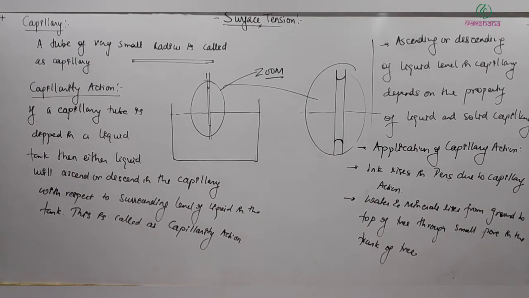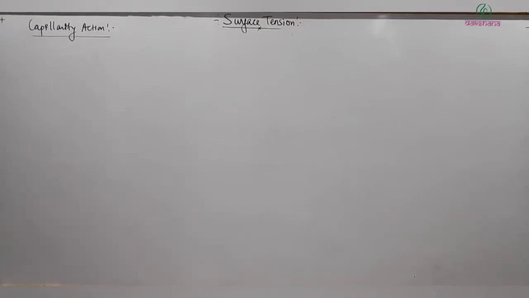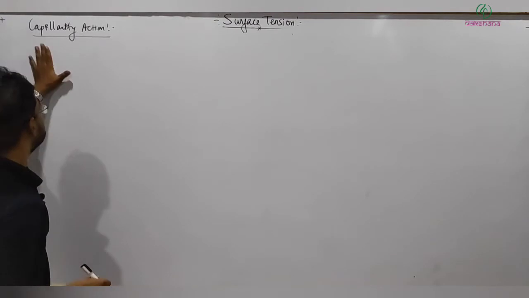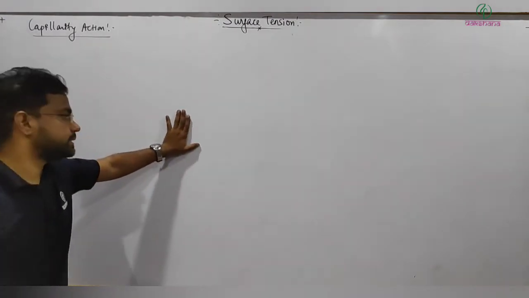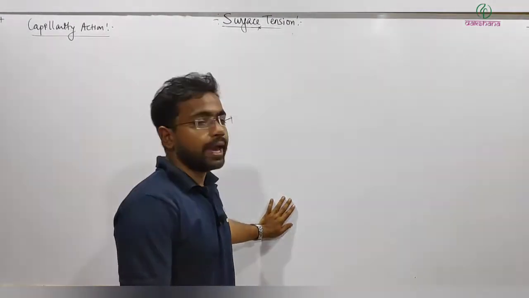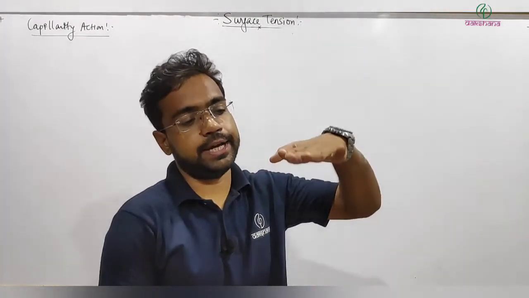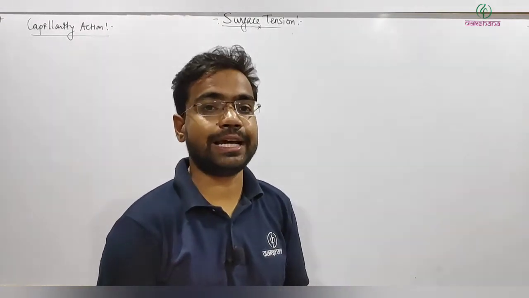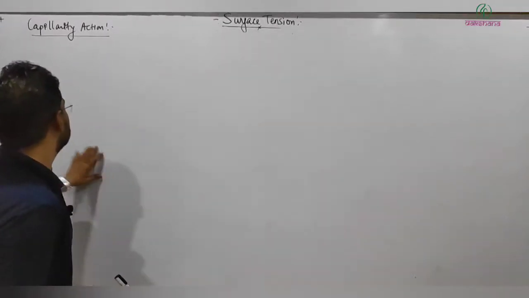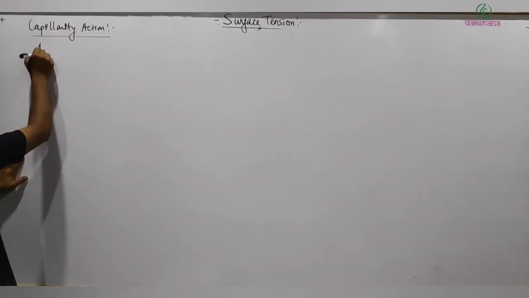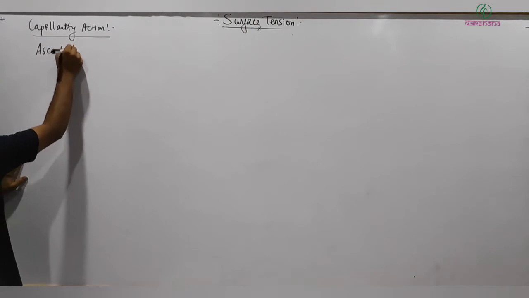So now we need to understand the physics behind it, why this actually happens and how physics explains this phenomenon. Let's understand capillarity action, the physics behind it, and next let's calculate by how much height the liquid will rise in the capillary. So let's calculate that ascent formula first.